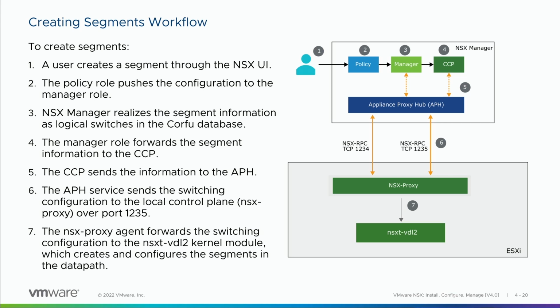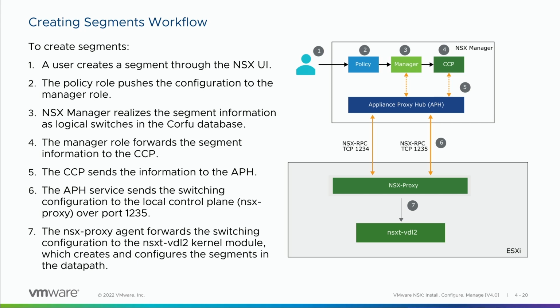The central control plane will then work to program the data plane, right? The ESXi hosts are my data plane. So the central control plane is going to send configuration payloads to those by way of a process we call the Appliance Proxy Hub, or the APH. This is a service that runs on the NSX Manager that's going to deal with all of the manager and control plane communications to all the different hypervisors. So in this case, we're going to send a payload from the Appliance Proxy Hub across the control plane channel. Remember, that's using TCP port 1235.